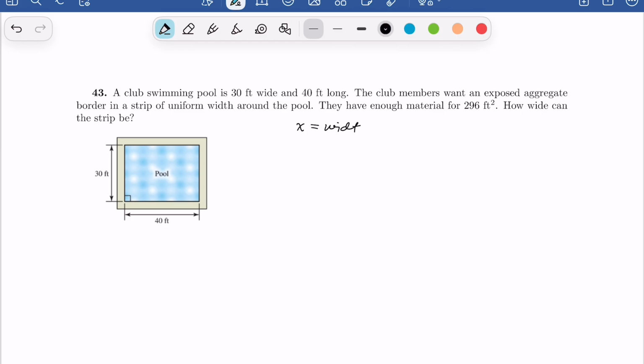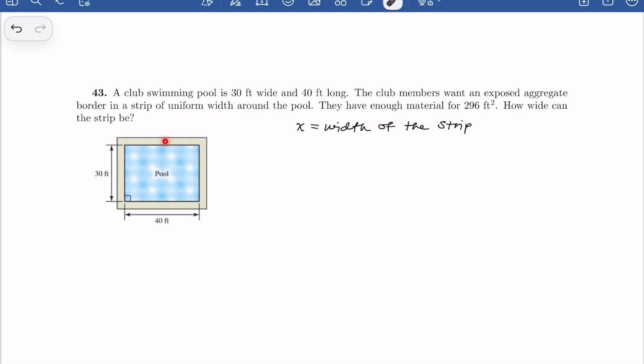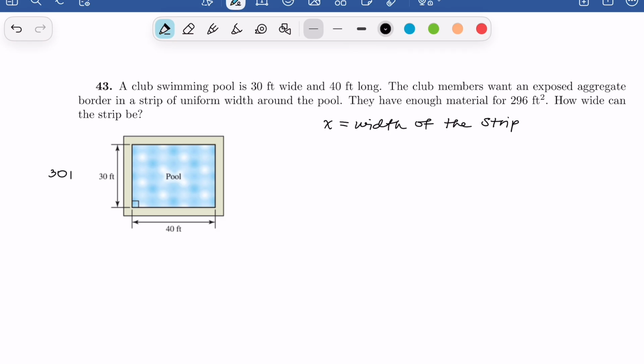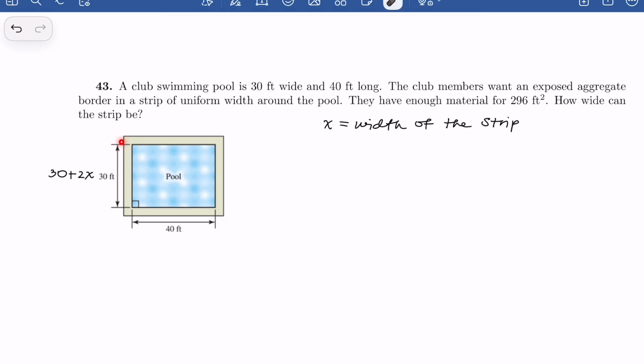Let's let x be equal to the width of the strip. This is what we want to find. All right, now if we let x be the width of this strip here, notice that that's going to change the dimensions of the length and width of this pool, including the strip. If x is the width of this strip here, then this distance from here to here is going to be x, and this distance from here to here is also going to be x. So the length of this, including the pool and this border here, is going to end up being 30 plus 2 times x, since we have an x distance here and an x distance here.